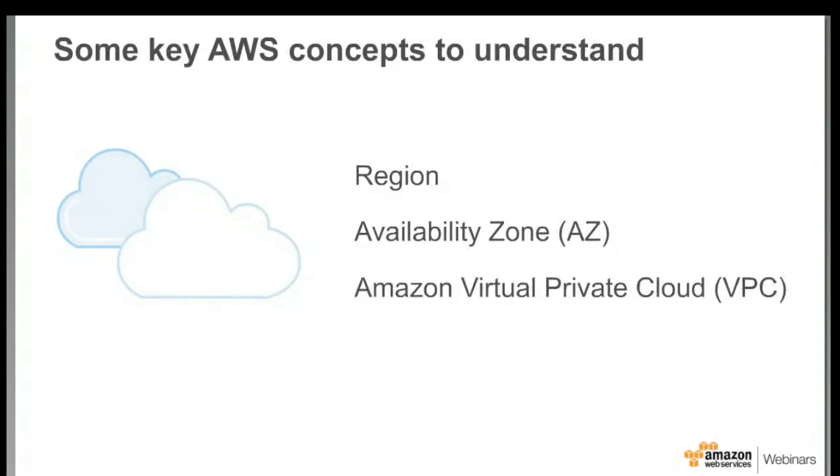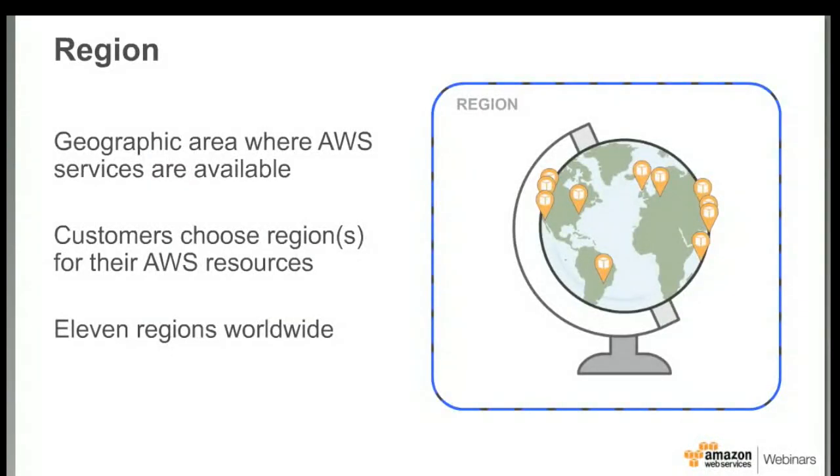And for those attending the webinar who are new to AWS, before getting into EFS specifics, let me define a few AWS building blocks, specifically a region, an availability zone or AZ, and a virtual private cloud or VPC. A region is a geographic area where AWS services are available. Each region is designed to be completely isolated from other regions, and that achieves the greatest possible fault tolerance and stability.